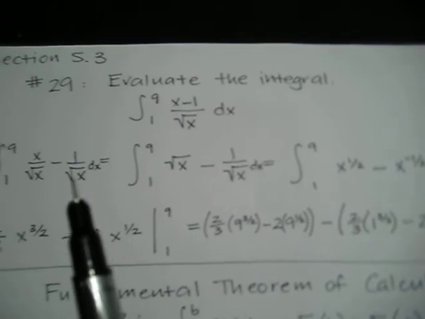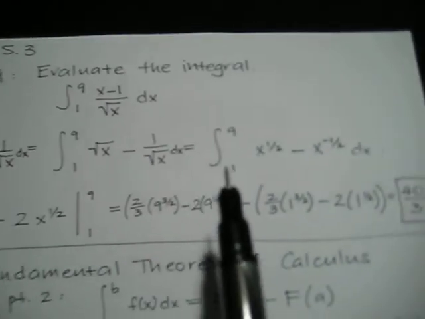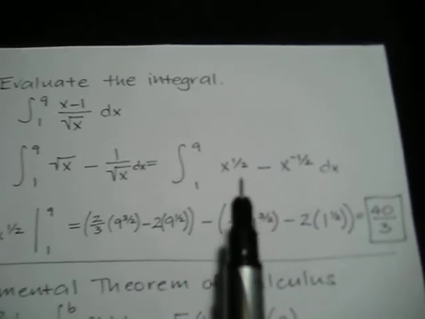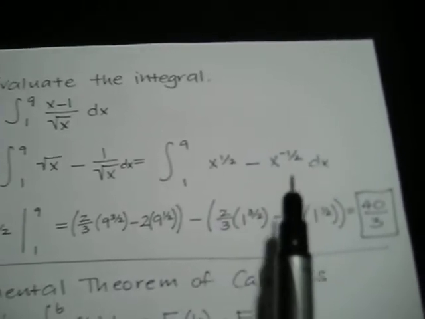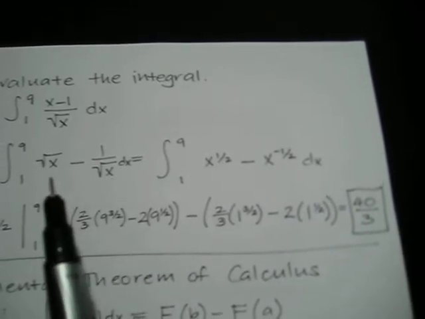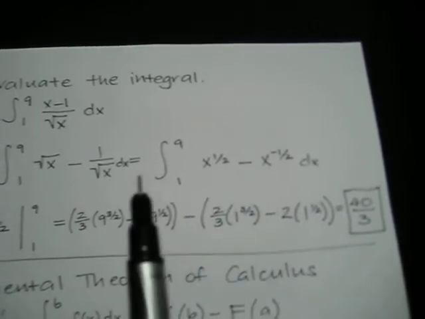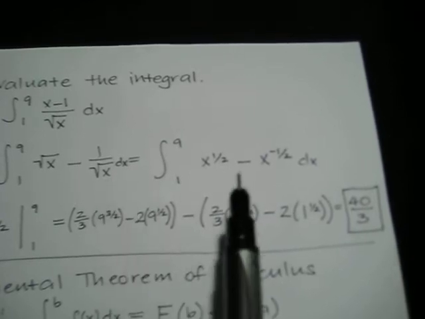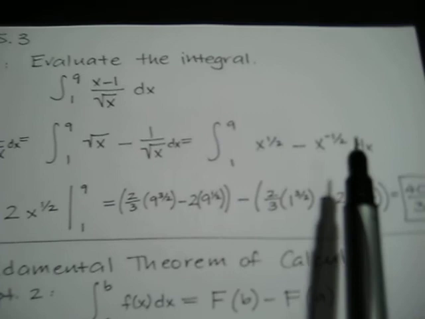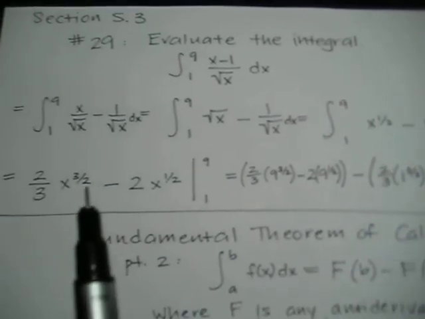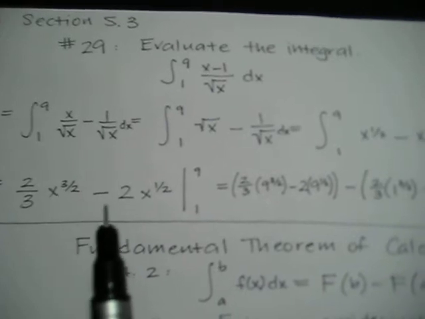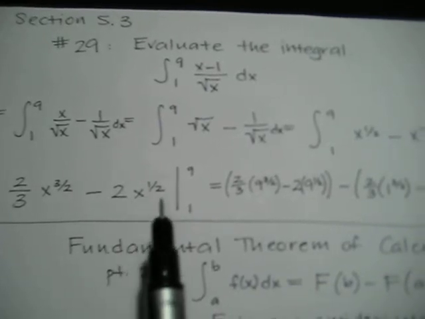And then 1 over the square root of x obviously stays the same, and from here you can convert this form into a polynomial with just exponents without any fractions. So that's going to be x to the 1/2 from the square root of x, and then 1 divided by the square root of x is going to be x to the negative 1/2. And from here you're just going to find the antiderivative directly. So that's going to be 2/3 times x to the 3/2 minus 2 times x to the 1/2.